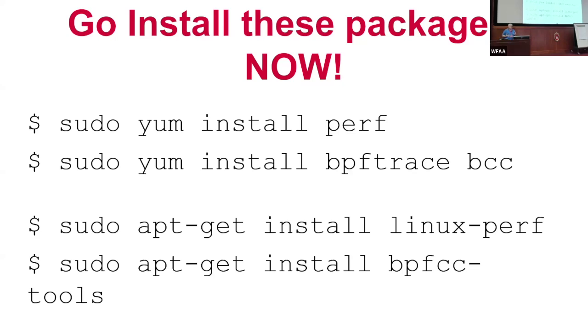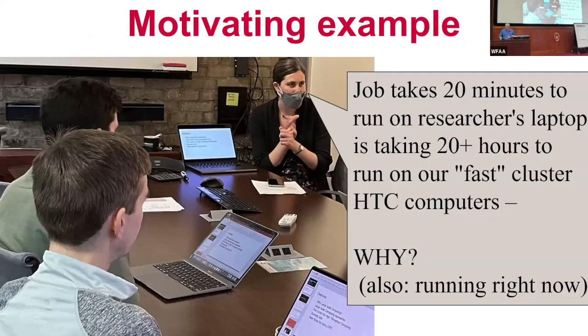The way I want to organize this talk is around a series of examples. I have four or five examples. Recently, Christina knocked on my door and said she had a problem, or really one of her researchers had a problem. This researcher has a job that takes 20 minutes to run on their laptop, but it's taking 20 hours to run on our super fast, super expensive high-tech cluster. That's not really making us look good. Why? And as a bonus, because sometimes as an admin you do get lucky, as she said, it's running right now.